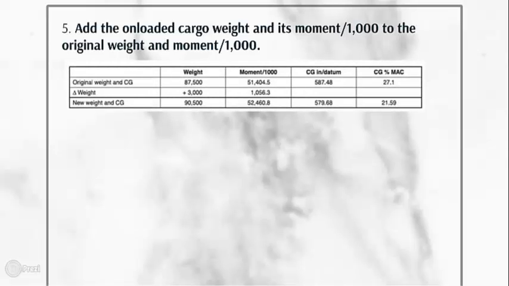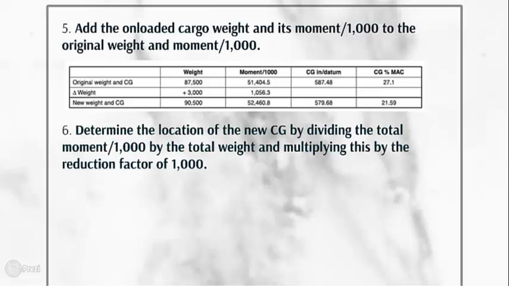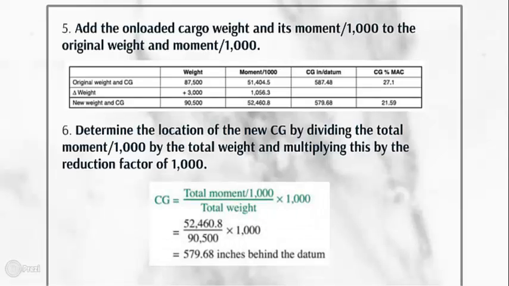Fifth step, add the loaded cargo weight and its moment divided by 1,000 with the original weight and moment divided by 1,000, like the one shown in the table. Sixth step, determine the location of the new CG by dividing the total moment divided by 1,000 by the total weight and multiplying this by the reduction factor of 1,000. CG equals total moment divided by 1,000 all over total weight times 1,000.